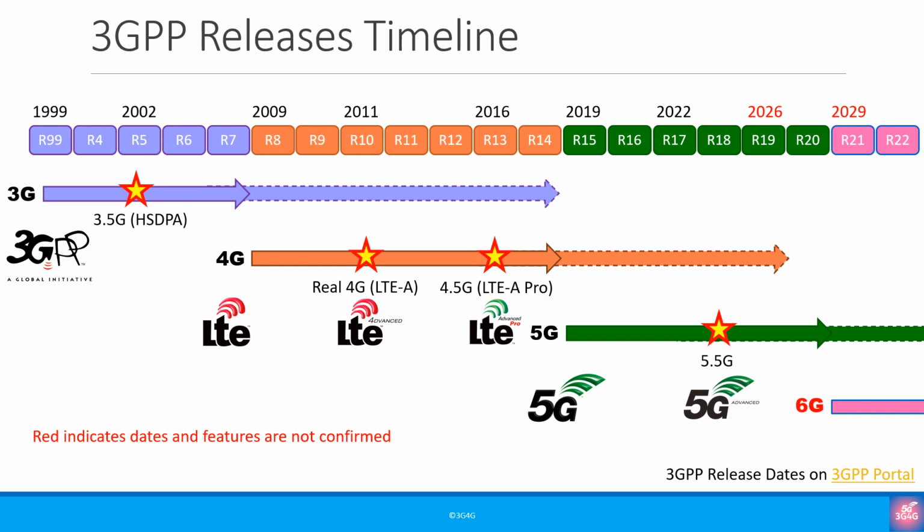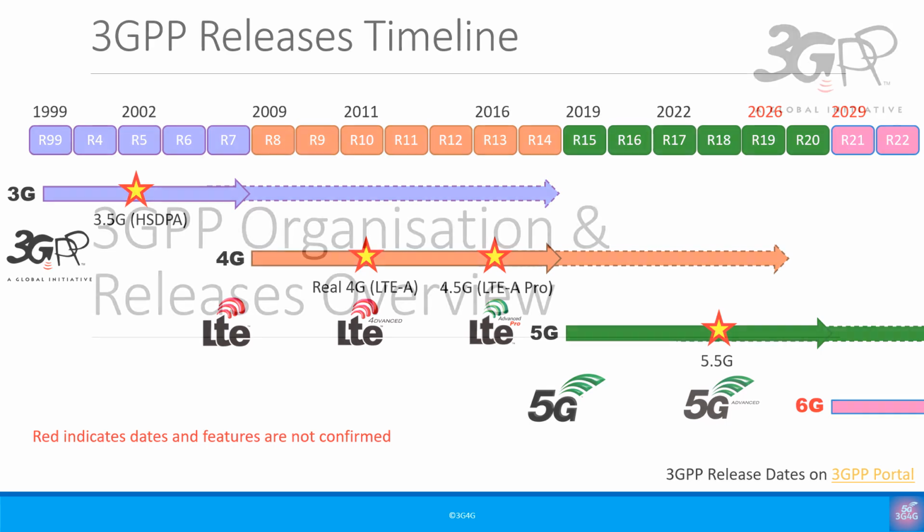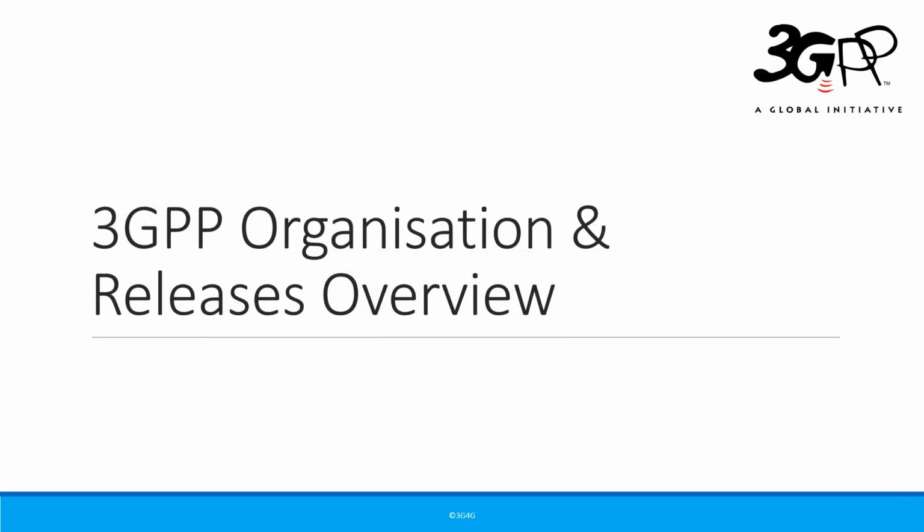This is the 3GPP release timeline all the way from 3G in Release 99 up until Release 21, which is when the first version of 6G is supposed to be standardized. Now let's look at how 3GPP is organized and also look at the 3GPP releases process.